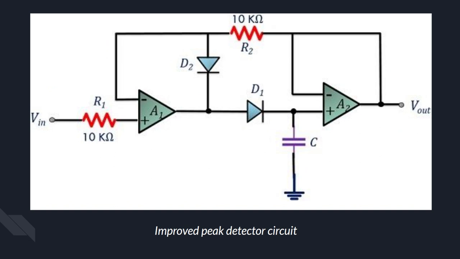However, the difference with the improved peak detector circuit is that if the input moves from positive to negative, the diode D2 employed here restricts the output of op-amp A1 from reaching negative saturation. This also provides us an improvement in the recovery time of op-amp A1.